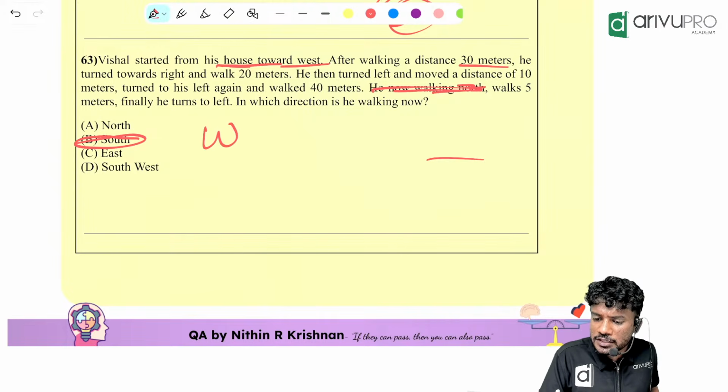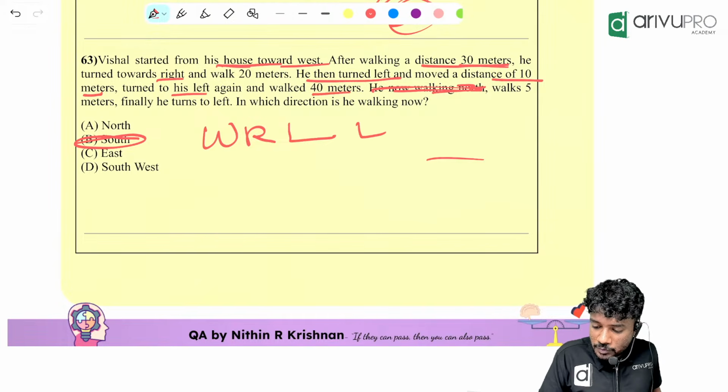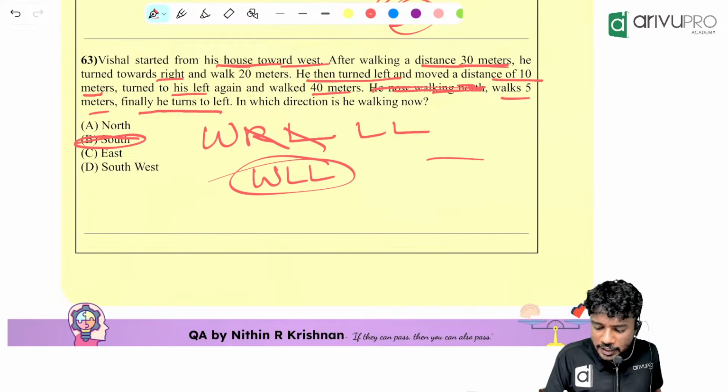Initial direction is west. After walking a distance of 30 meters, he turned to the right, then he turned to the left and moves 10 meters, then turns to the left and walks 40 meters and walks 5 meters, and he finally turned to the left. Okay, right and left got cancelled. West to left is remaining, so it will become what, people? West to left will become east, the opposite.